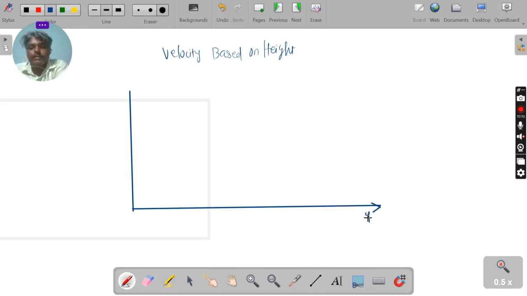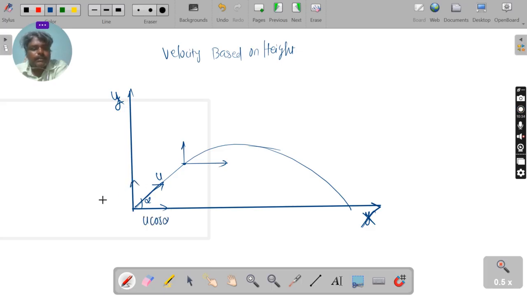This is a horizontal displacement x. This is a vertical displacement y. This is a projectile. While increasing height, the velocity is decreasing. This is horizontal. This is the thrown angle, u. This is theta. This is u cos theta. Very famous, very easy idea. The vertical component velocity, the horizontal component velocity. This is a new angle, u dash. This is alpha. So based on the height, how is velocity decreasing?